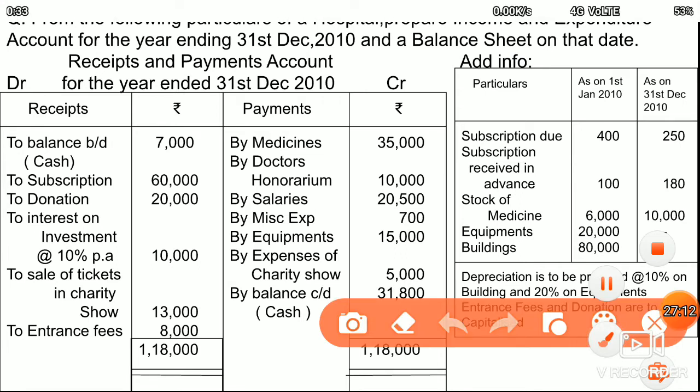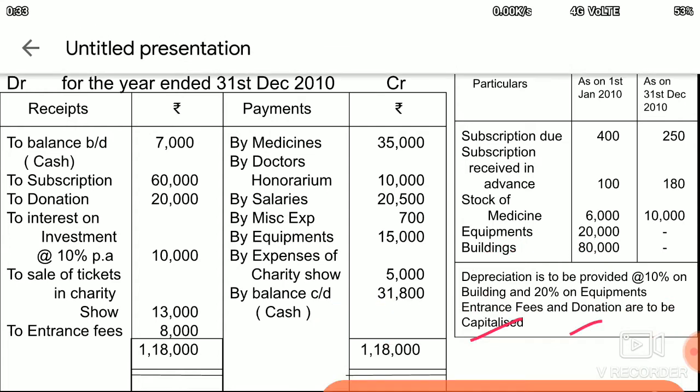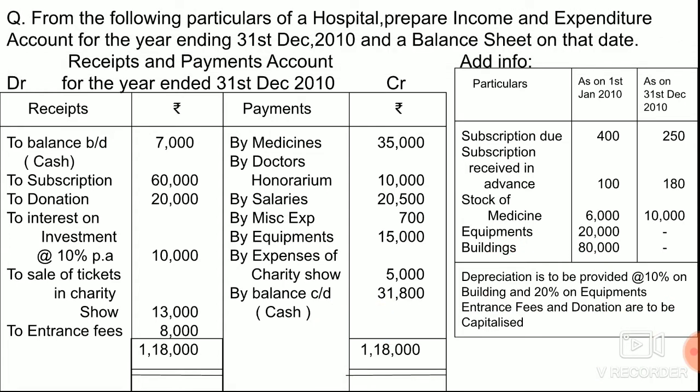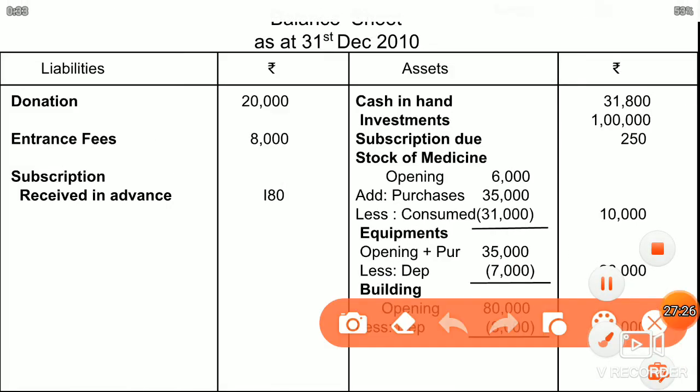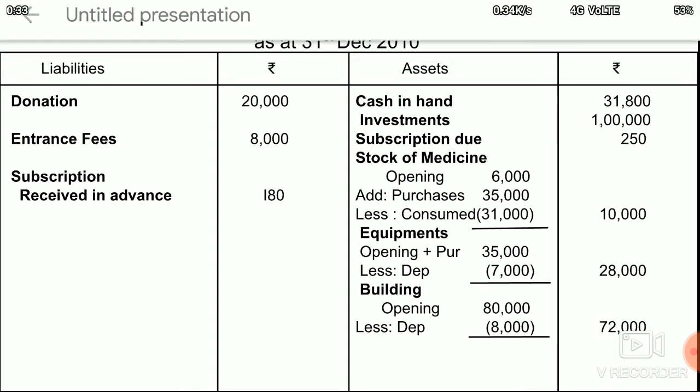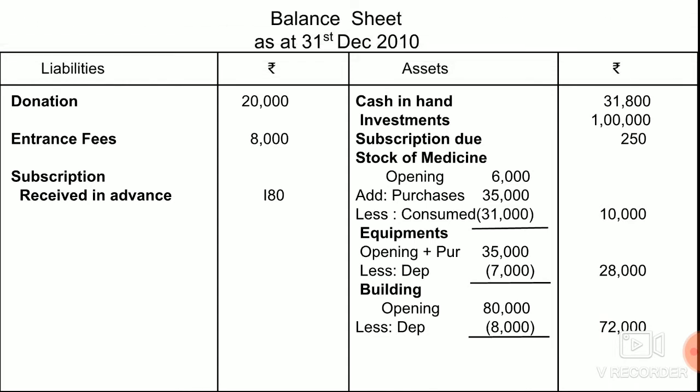Next we have building. They have given us the opening value as 80,000. Now we have to depreciate this by 10%. We have already calculated depreciation while preparing the income and expenditure account. So after depreciation, that will be our closing value. So building was 80,000, then depreciation was 8,000. So the closing value will be 72,000 for building. I hope now it is clear. That is 80,000 minus 8,000. So the closing value of building will be 72,000 at the end of the year.